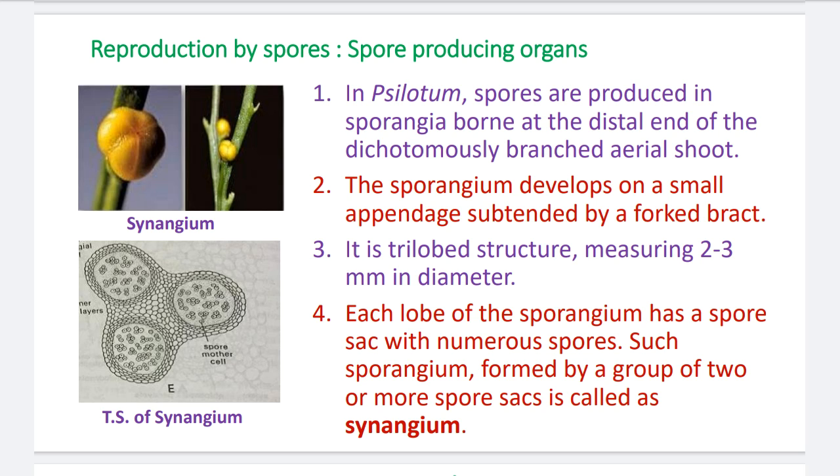Number 4, each lobe of the synangium has a spore sac with numerous spores. Each lobe has a sporangium, which is nothing but the spore sac producing numerous spores. Such a sporangium formed by a group of 2 or more spore sacs is called the synangium, and the union of these 3 sporangia is called the synangium. In some cases the number of sporangia may be 2, but in the majority 3 sporangia are present in a single synangium.